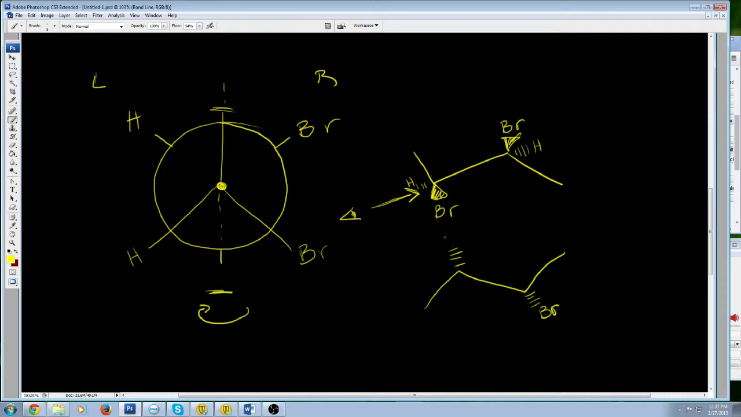But what you need to make sure of is that when you go from Newman to the bond line structure, if they're on the same side, they have to have the same either wedge or dash. So since these two are on the same side, you have to make sure that these two are either on wedges or on dashes, and that'll pretty much be correct. And that's pretty much it for this tutorial.